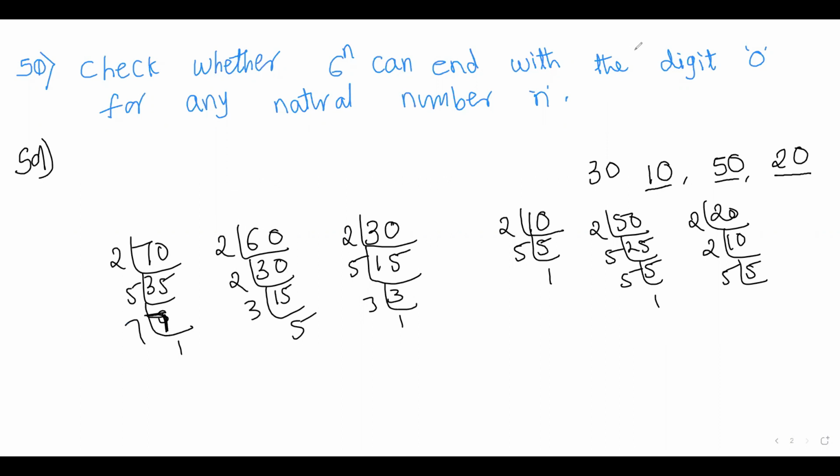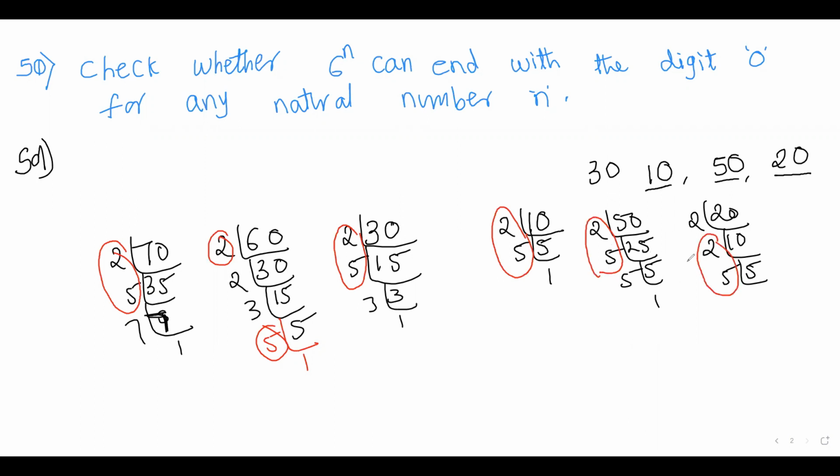So in these numbers, if you carefully notice, every number has 2 and 5. When you do the factorization, every number is having 2 as well as 5. Any doubt in this? No, sir. All the numbers have 2 and 5 in their factorization.